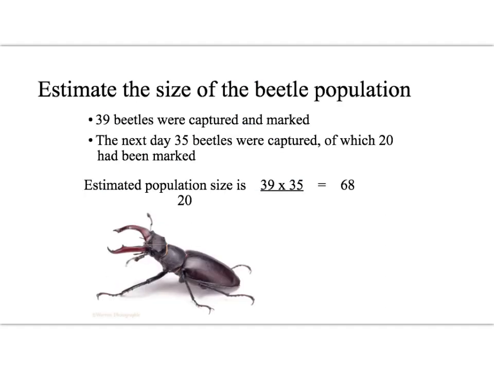So in this example here with stag beetles, 39 beetles were captured and marked in the first sample. They allowed 30, this is a limitation here, that's not long enough really to allow random mixing within the population so they're evenly distributed. But anyway, 35 beetles were captured and 20 had been marked. So number in the first sample, 39, times by the number in the second sample, 35, divided by the number which were recaptured or marked in the second sample, which is 20. So an estimated population size of 68 beetles in that habitat.